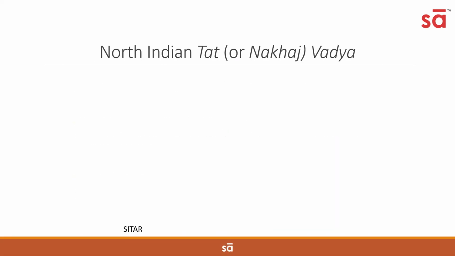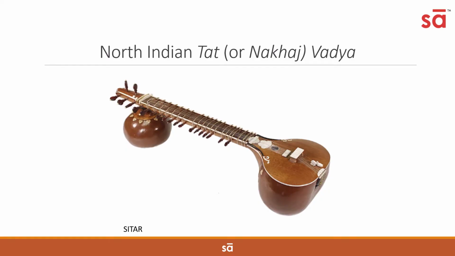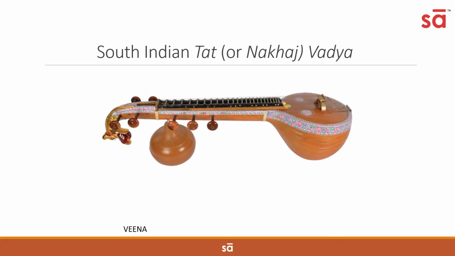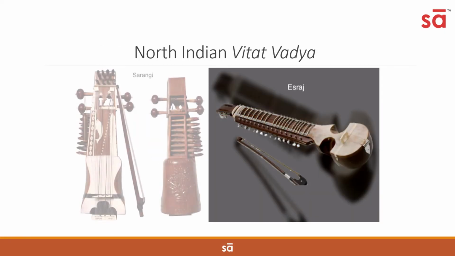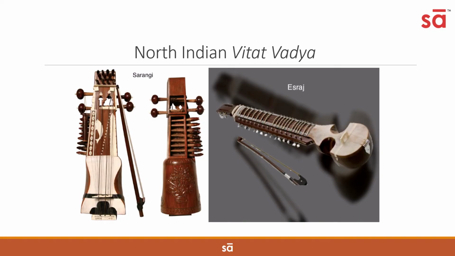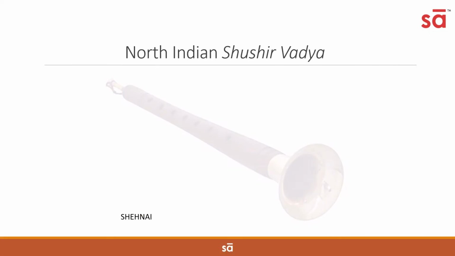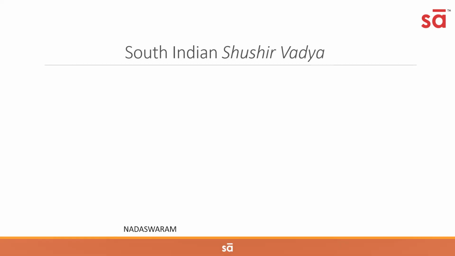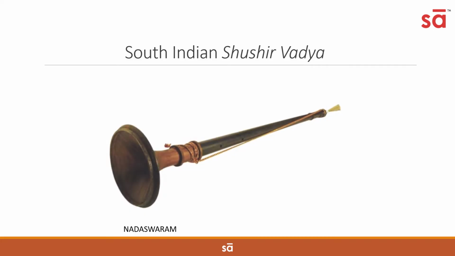Examples include North Indian Tat, or Nakaj Vadya, Sitar, South Indian Tat, or Nakaj Vadya, Veena, and North Indian Vitat Vadya, Sarangi. Examples of Indian wind instruments include North Indian Sushir Vadya, Shehnai, and South Indian Sushir Vadya, Nadaswaram.